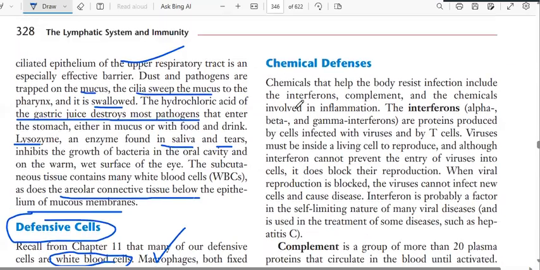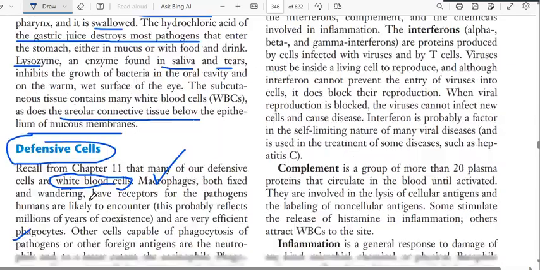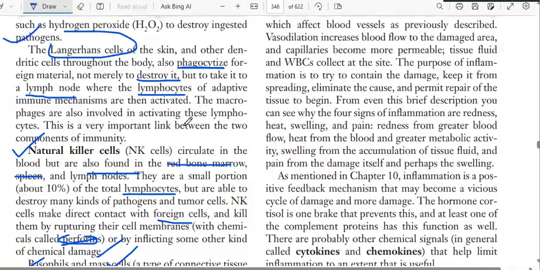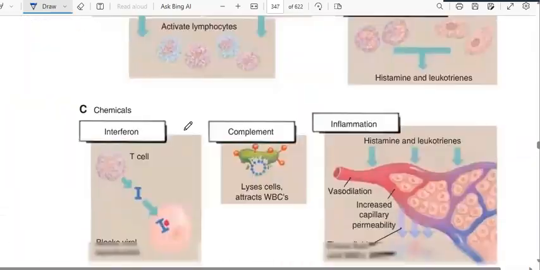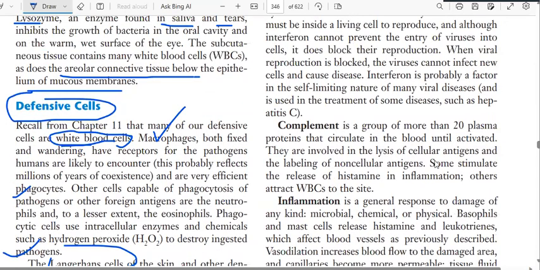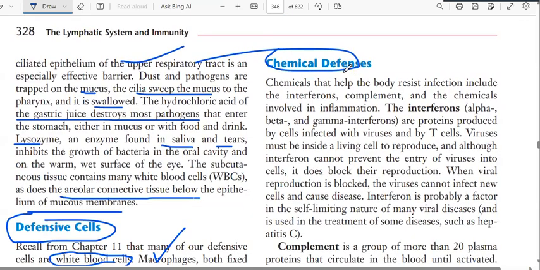Okay, next we have chemical defense. Under defense mechanisms and barriers, these are the two important things. Next we have chemical defense mechanisms. Then we complete innate immunity. Chemicals that help the body resist infection include the interferons, complement, and the chemicals involved in inflammation. So we have different types of chemicals which will stop or attack the infection.